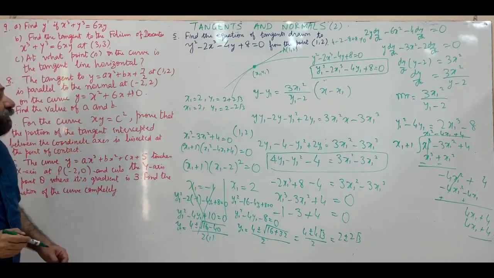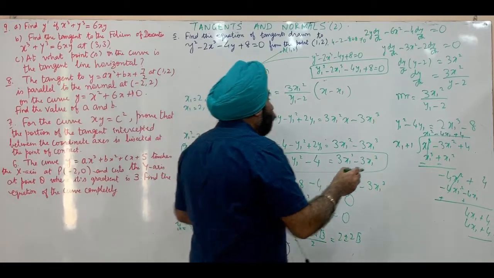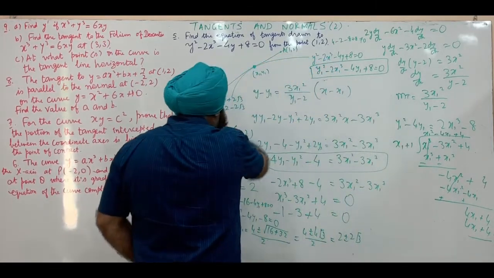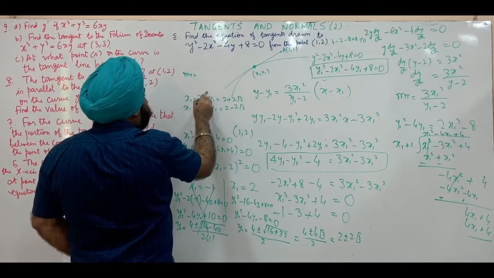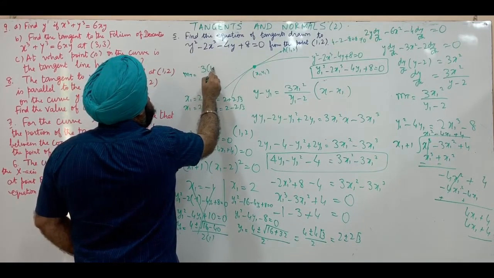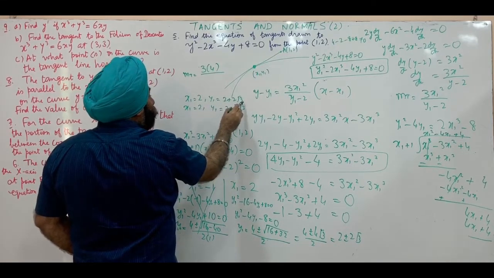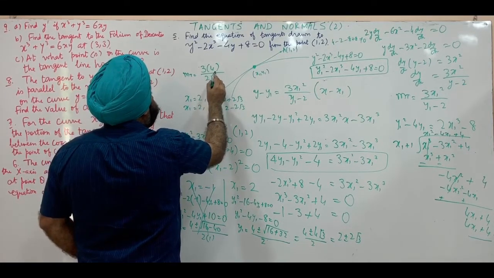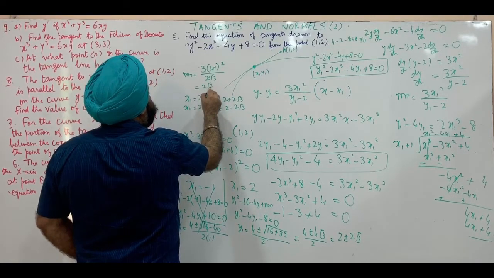So how do we write the equation of tangent? So slope of tangent will be 3 into x1 square, that's 3 into 4, upon y1 minus 2, that will be 2 root 3. So the slope of tangent will be 2 root of 3.